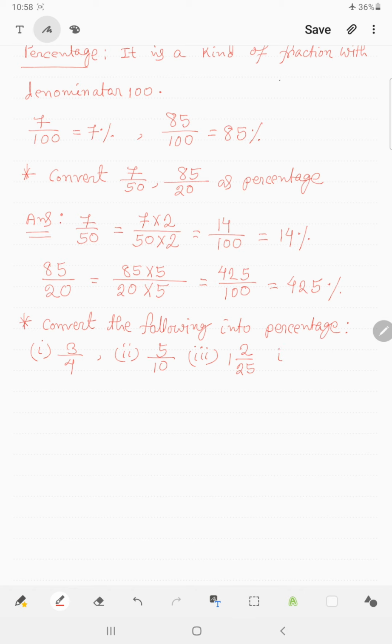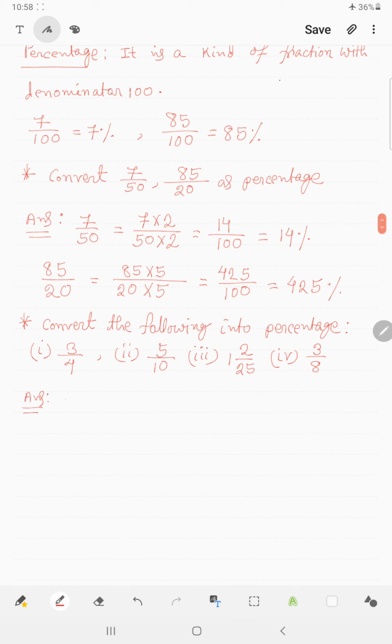And one more question I want to give. This one is, suppose, 3 by 8. Okay, so these 4 questions you have to convert into percentage. How will you convert? Same process I told you.